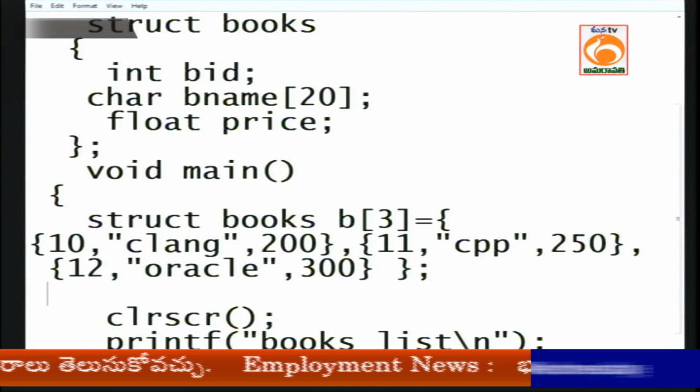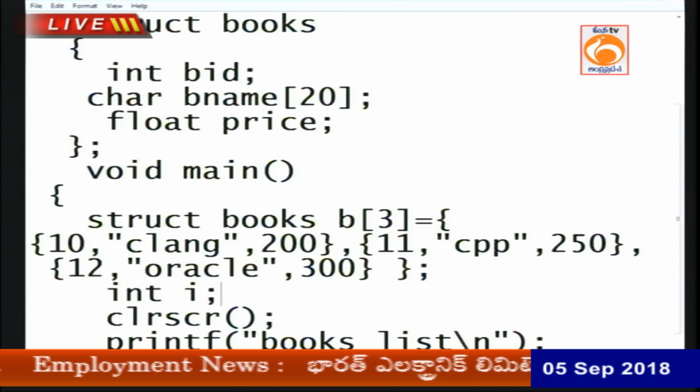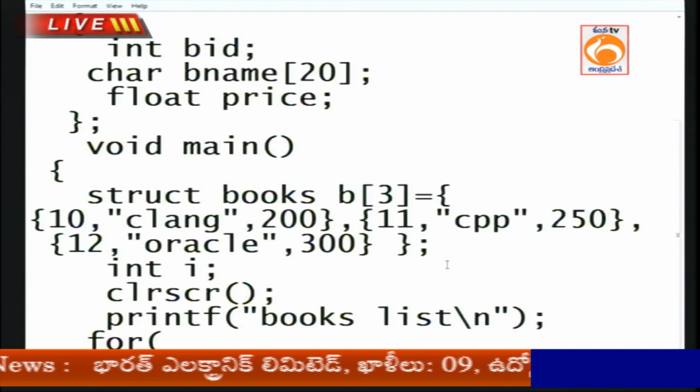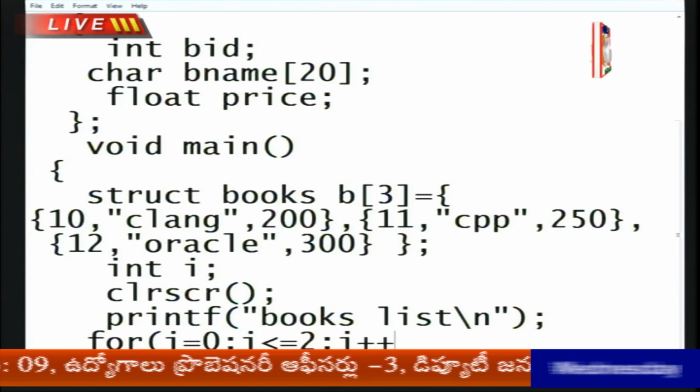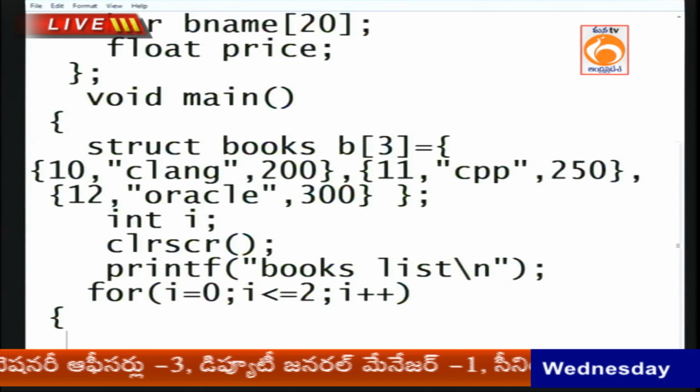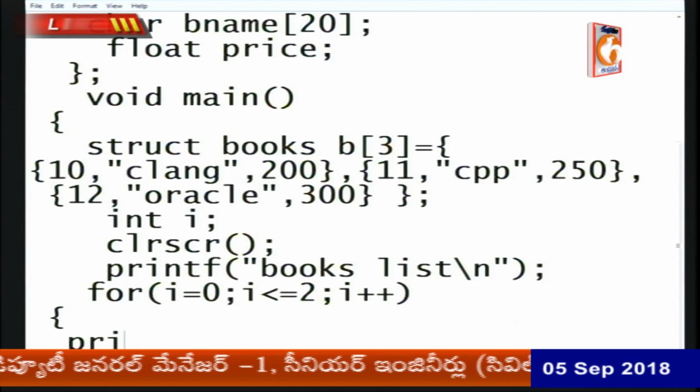Now here I declare i for the index variable. For loop: i equal to 0, i less than or equal to 2, i plus plus. Index ends with size minus 1. How to print the details?